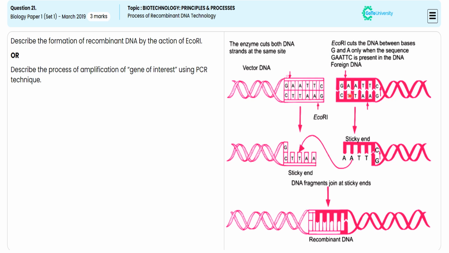This restriction site is taken to the cleavage by the restriction endonuclease enzyme of E. coli, so that we are getting the sticky end. For this narration, we are getting another 1 mark.